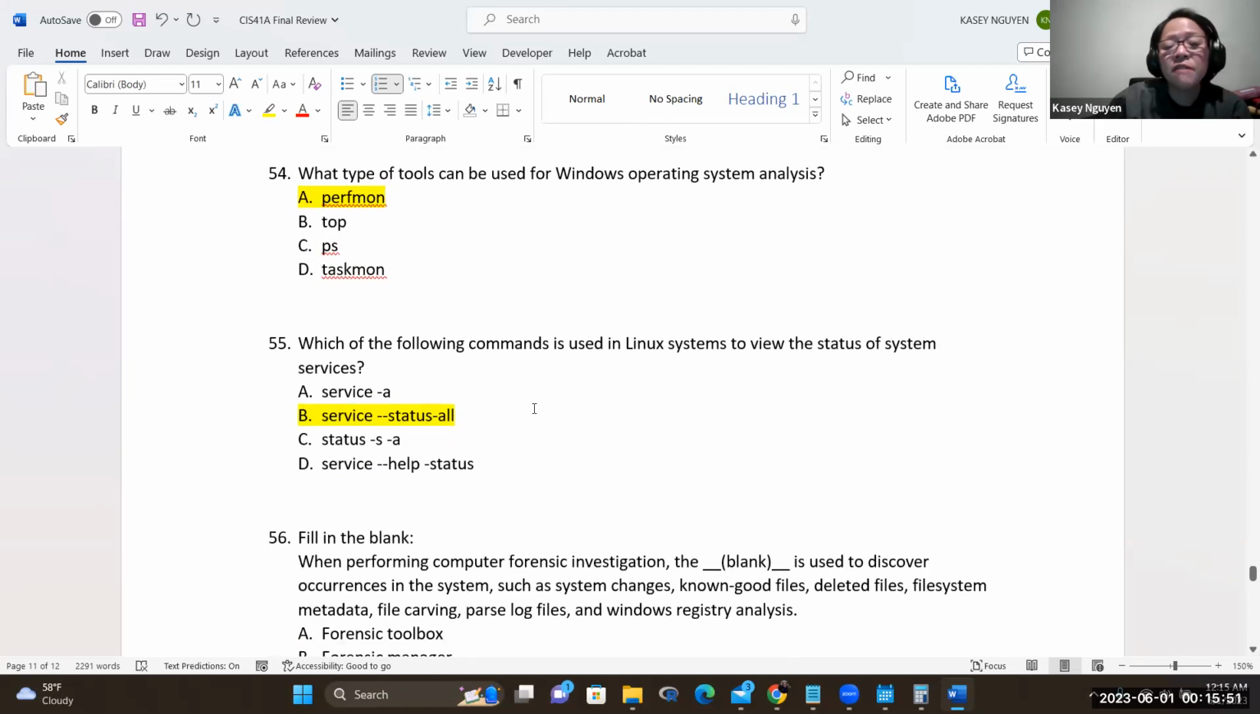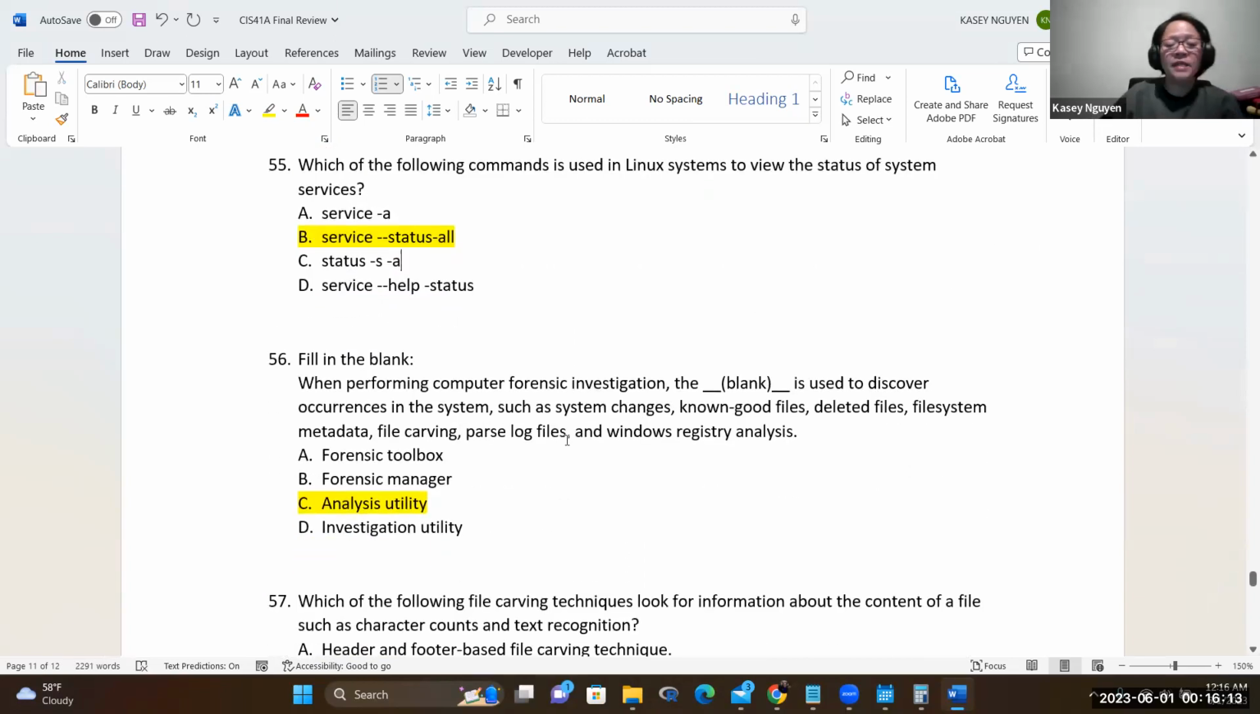55. Which of the following commands is used in a Linux system to view the status of the system services? And the command we want to use is service with the option status and the switch all. So that's going to allow us to look at the system services status.